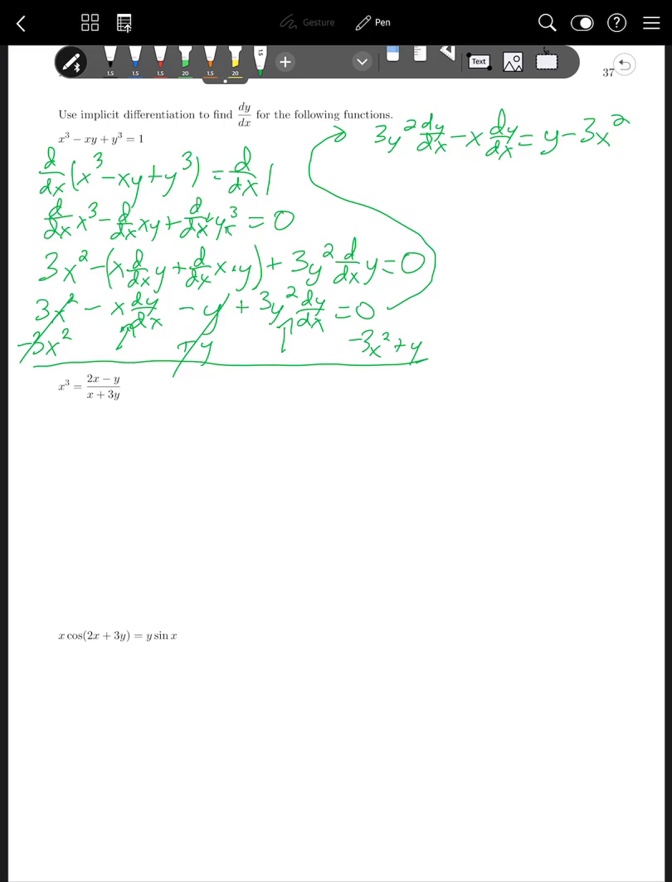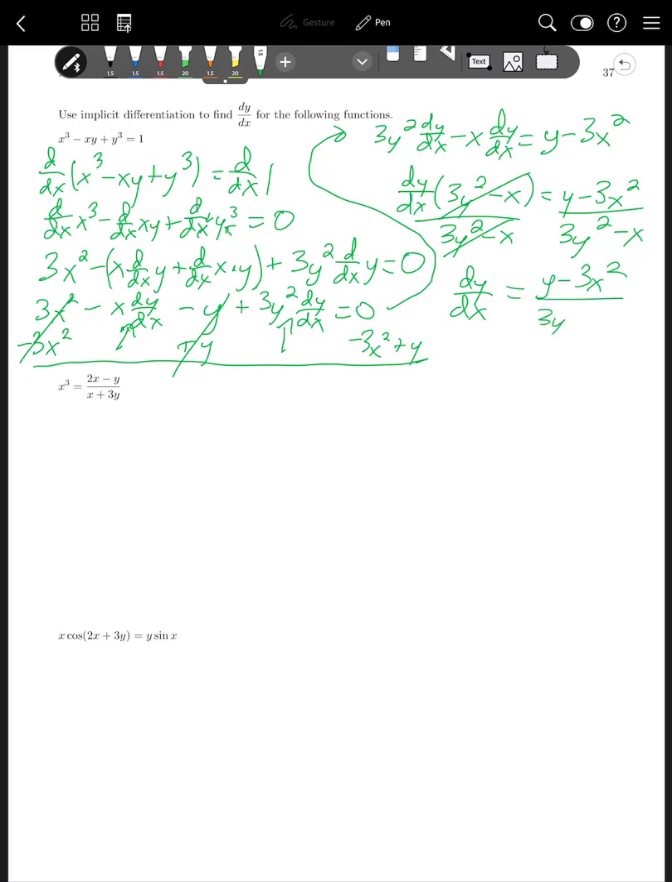Okay, so now that we've isolated all the dy/dx's, we want to get those out of these terms, and we can do that by factoring. So this would be dy/dx times 3y squared minus x equals y minus 3x squared, and then we can divide by 3y squared minus x. So we get dy/dx equals y minus 3x squared over 3y squared minus x. Just like that. Okay, and so that's going to be the idea here of how we're going to do this implicit differentiation.